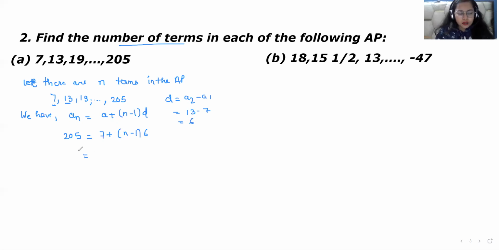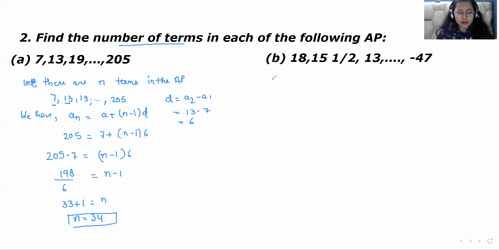Now we are going to solve this. 7 is with an addition sign; when it comes to this side, it is with subtraction. So (n minus 1) times 6 equals 205 minus 7, which is 198. And this 6 comes in division, equal to n minus 1. When we divide it, we get 33. And 33 plus 1 equals n, so n is 34. So there are a total of 34 terms in this AP.